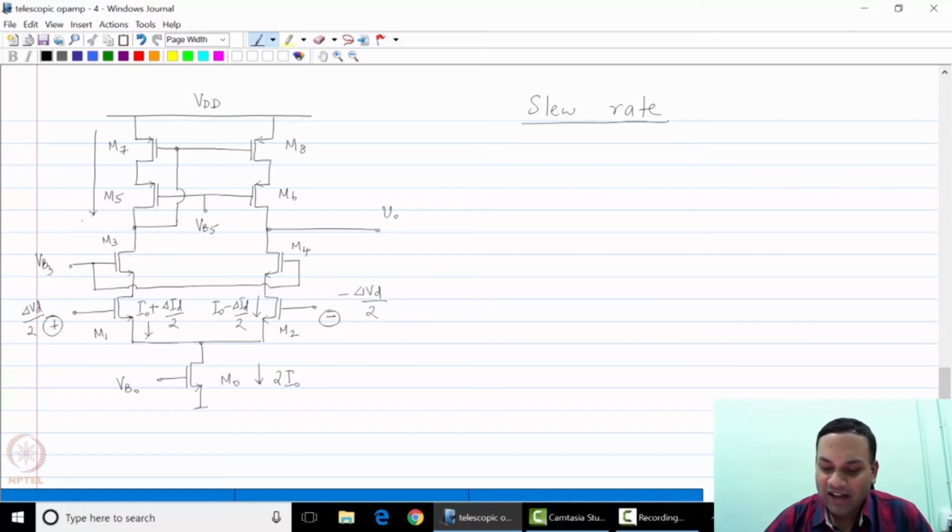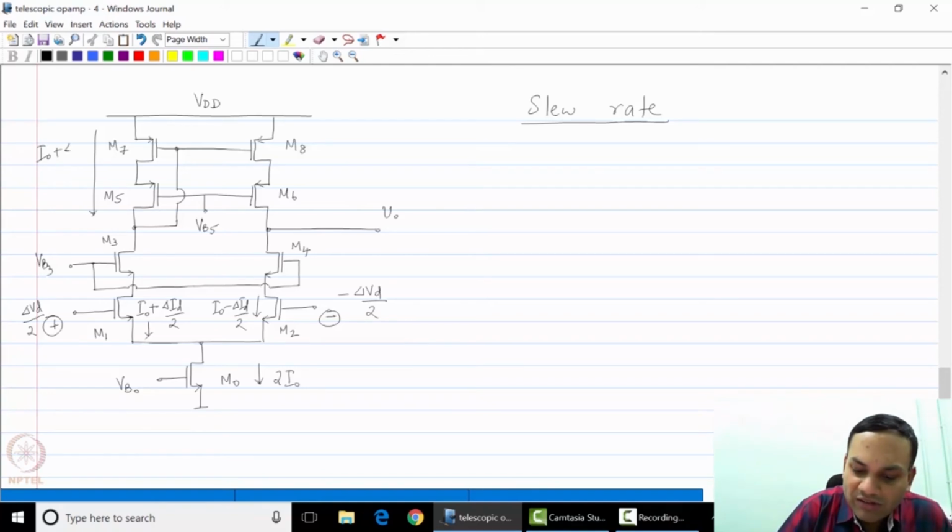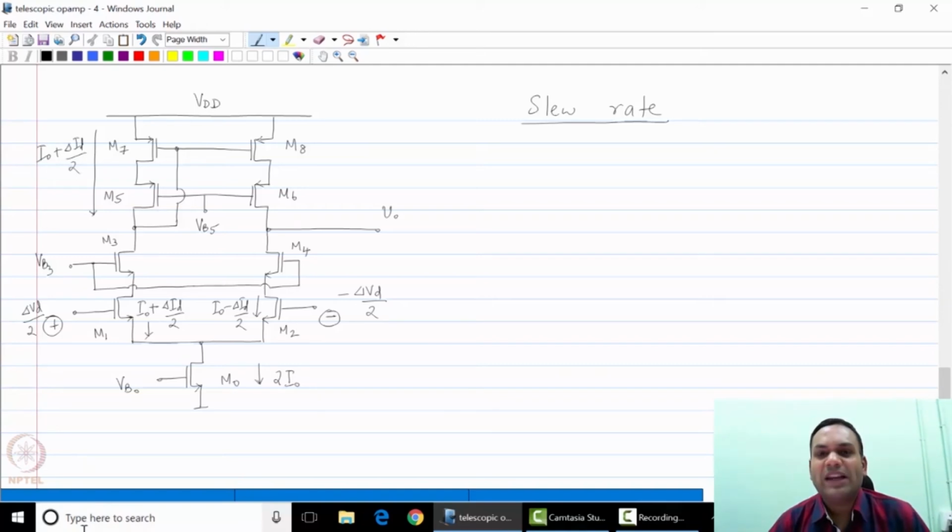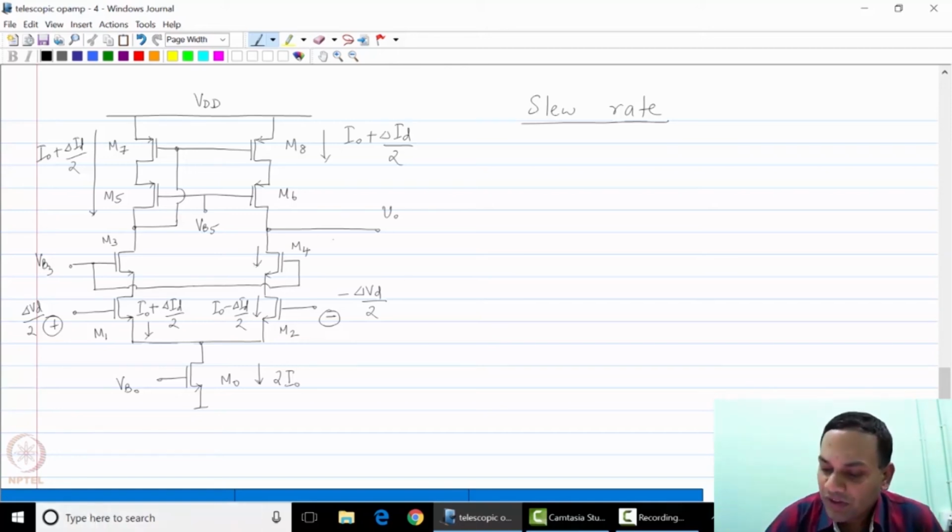So the current through M3, M5 and M7 is I0 plus delta ID by 2, and this gets mirrored between M7 and M8 to give you I0 plus delta ID by 2 through M8 and M6. Now what happens to the current flowing through M2? That current flowing through M2 flows through M4 also. So if you were to find the total delta IO, you do that by applying KCL at the output node.